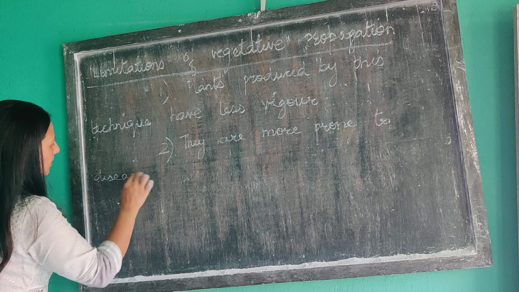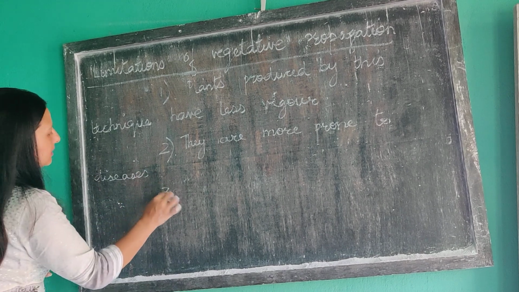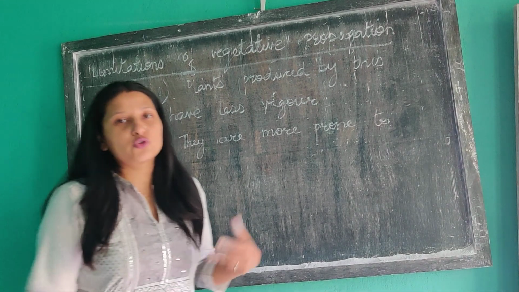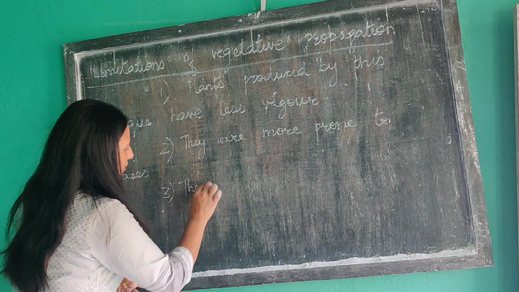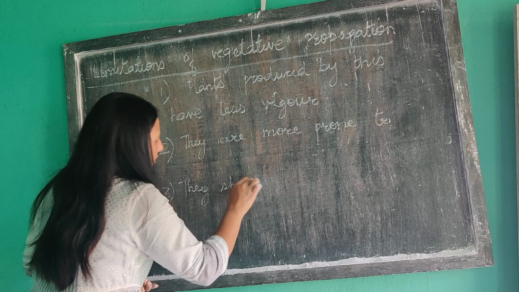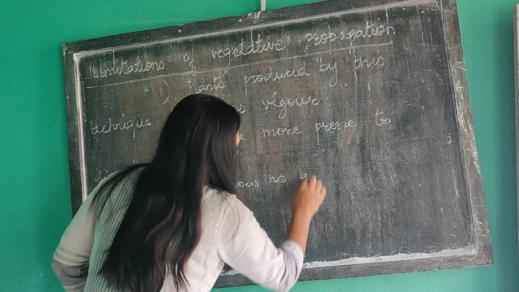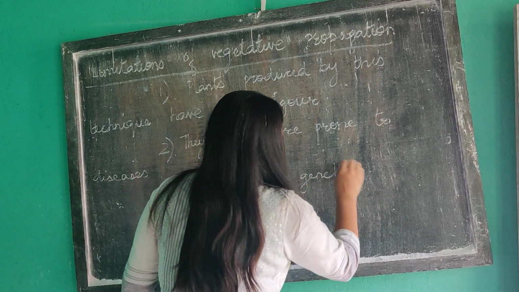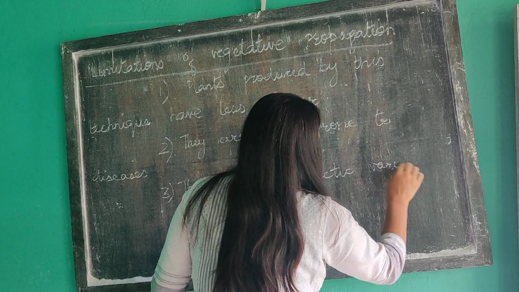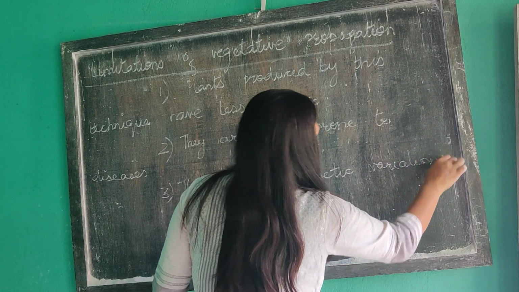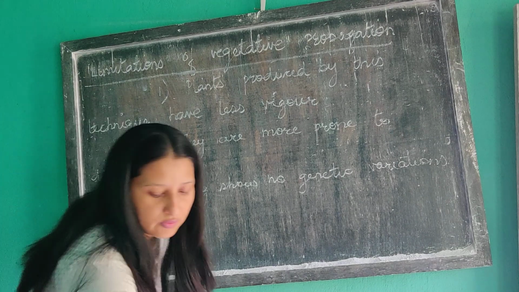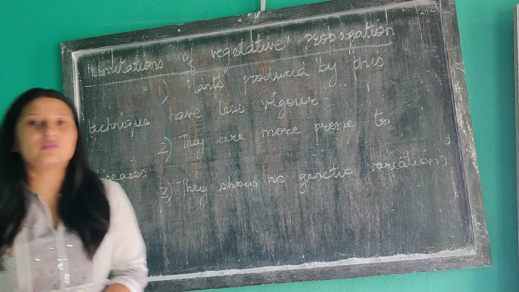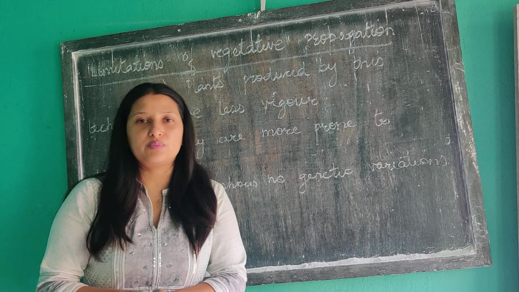And thirdly, since they are genetically identical, so they show no variations. Okay, so they show no genetic variations. So with this we've come to the end of asexual reproduction.